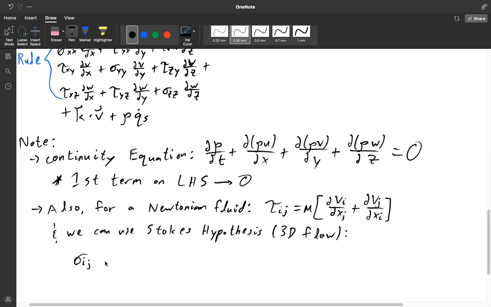Sigma ij equals 2 mu partial vi partial xj minus 2/3 mu times partial u partial x plus partial v partial y plus partial w partial z.